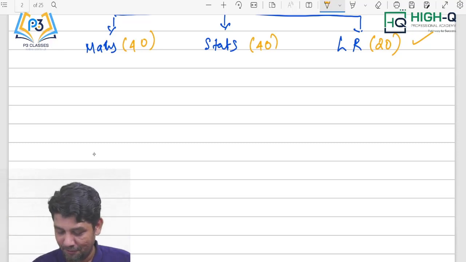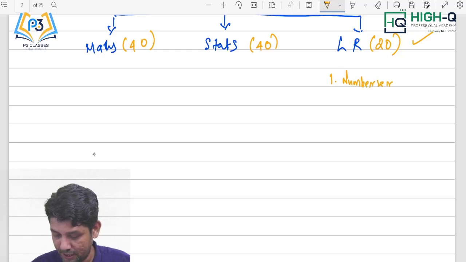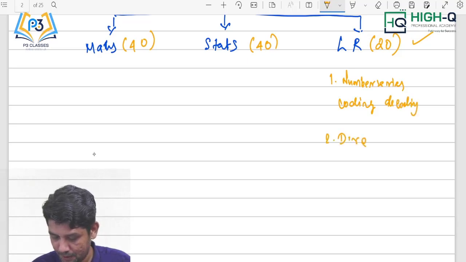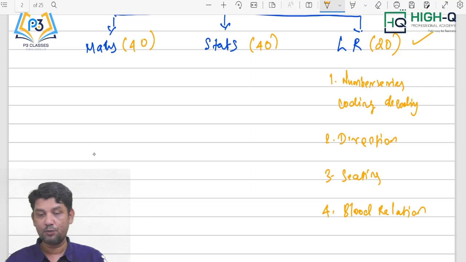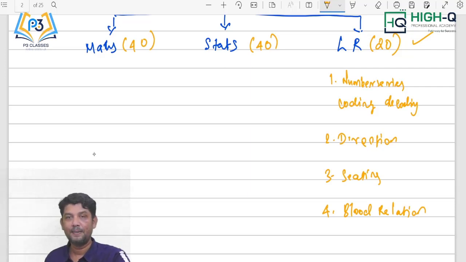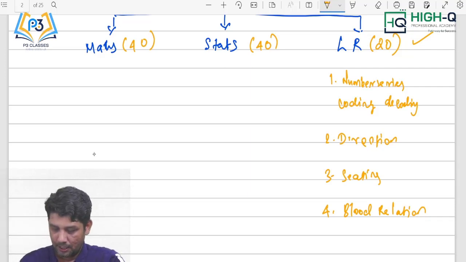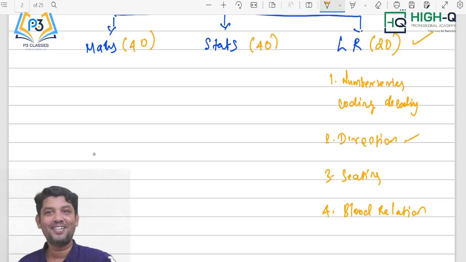Okay, fine. Logical reasoning. First topic is what? Number series, coding, decoding. Second topic is direction. Third topic is seating arrangement. Fourth topic is blood relation. If you ask me, sir, out of these, which topic is important, I say direction. Wow, fantastic, sir. I know direction very well, sir. Superb, sir. Thank you, sir.